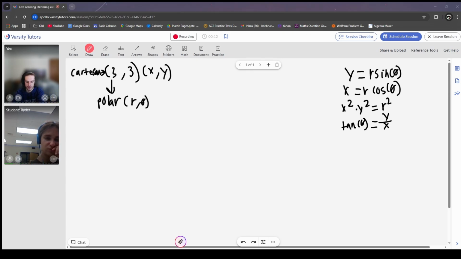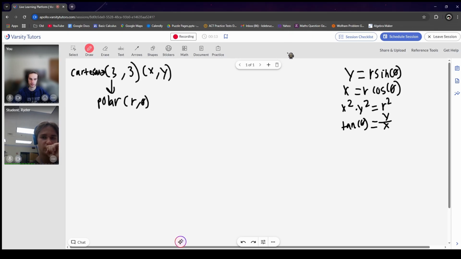So I guess it would be 3 sine of 3. Yeah, because that's the only thing. I'm not sure other than that how to do it, because it seems like you need to convert it to polar with the y value, but I don't know the formula.